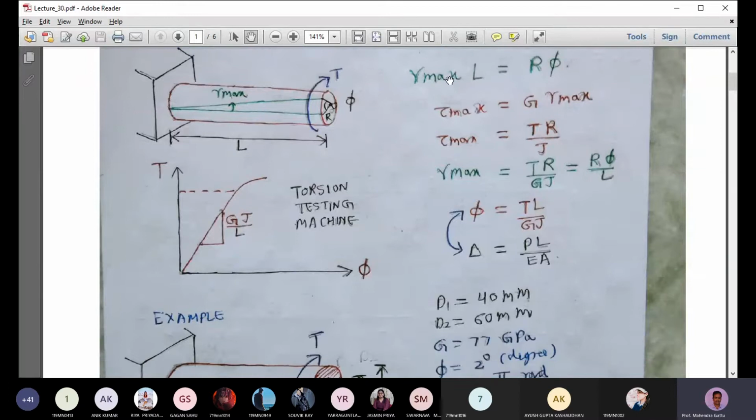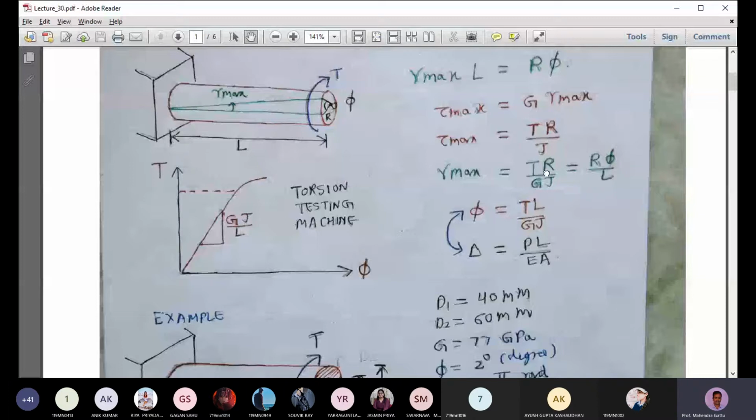Then we can equate gamma max. So gamma max is equal to r phi by L, and it is also equal to T r by G J. We can equate these two equations. From one equation we get gamma max is T r by G J, and from the other equation we get gamma max is r phi by L.